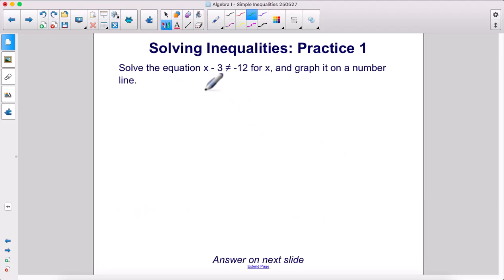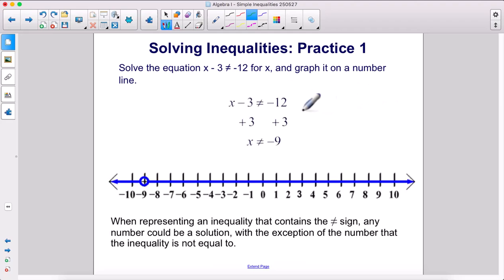Solve the equation x minus 3 is not equal to negative 12 for x, and then graph it on a number line. All right, so we want to get x by itself. Since we have x minus 3, we're going to add 3 to both sides to get rid of the negative 3 on the left side. Negative 12 plus 3 is negative 9. Therefore, x does not equal negative 9.